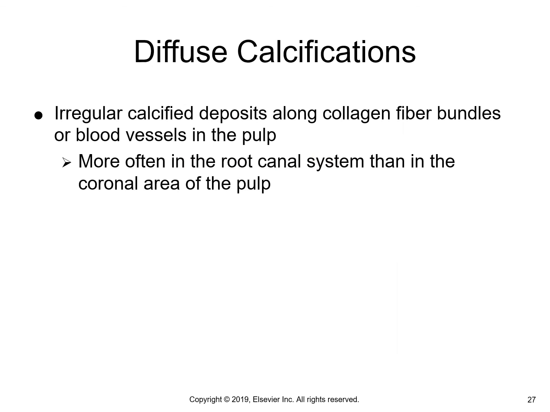Diffuse calcifications can also occur. These are irregular calcified deposits that occur along the different collagen fiber bundles, or you might see them in the blood vessels in the pulp. They are more often in the root canal system than they are in the coronal pulp.